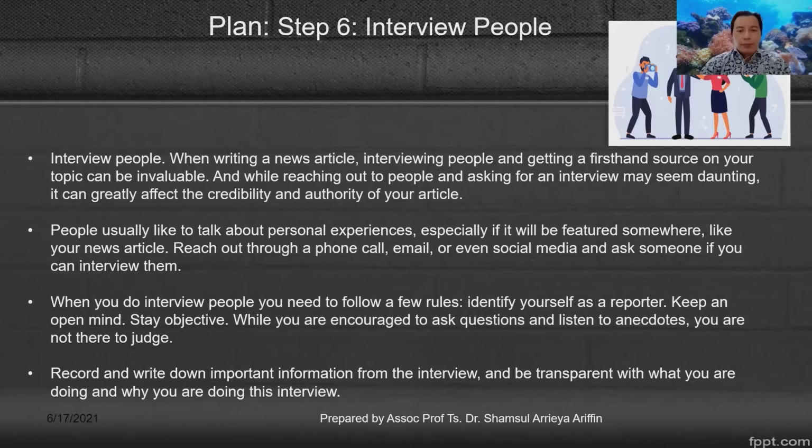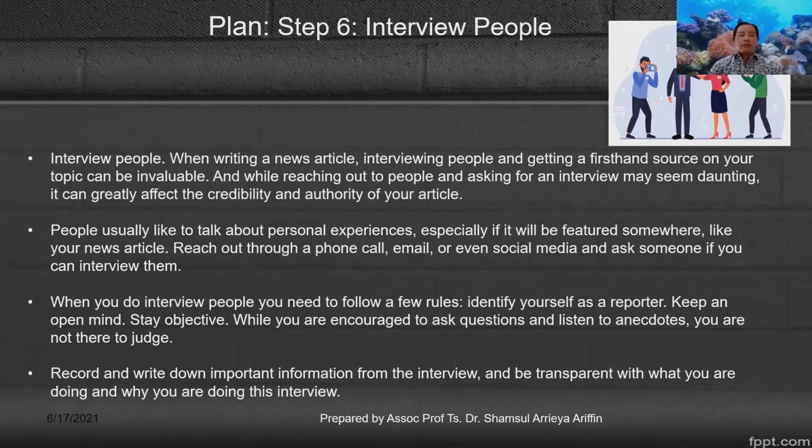When you interview people, you need to follow a few rules. First, identify yourself as a reporter, or maybe as a researcher. Keep an open mind, because you don't want to be biased when you interview. Stay objective, and stick to what you want to interview about. While you are encouraged to ask questions and listen to anecdotes, you are not there to judge. So you cannot judge when you interview. Not to be biased.